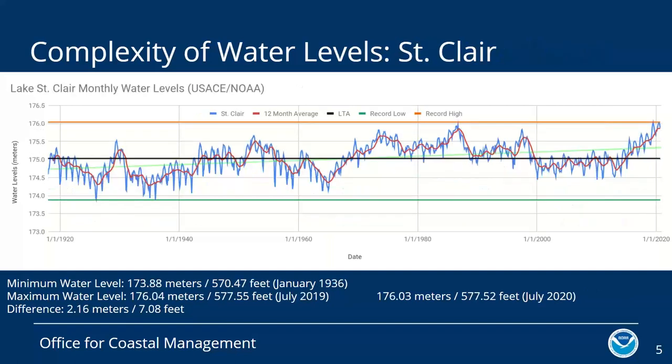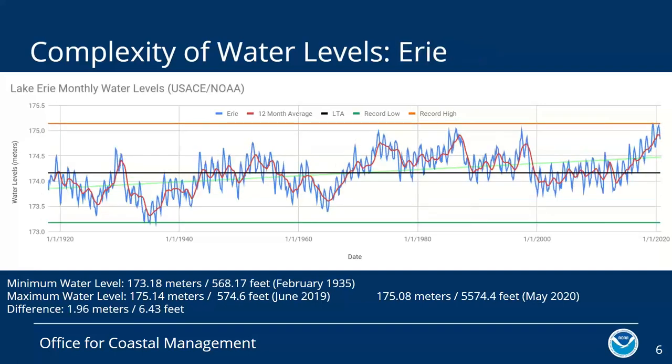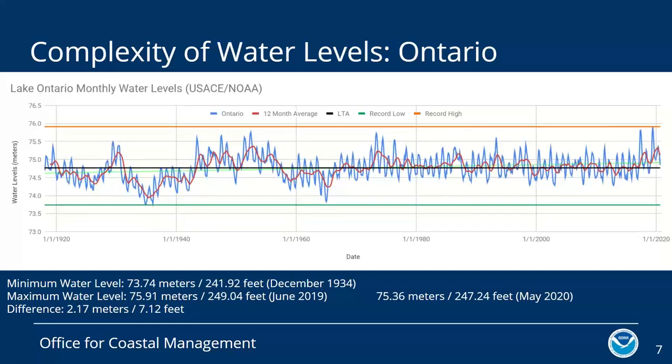Or take, for example, Lake St. Clair, like John just pointed out, it's a small water body. And so changes in precipitation or incoming water can dramatically alter the water levels here, and you can have up to 7.08 feet of water level change. And again, 6.43 in Lake Erie and 7.12 feet in Lake Ontario. And so as coastal communities are trying to become resilient to these changes in water levels, how do we build to accommodate these changes?